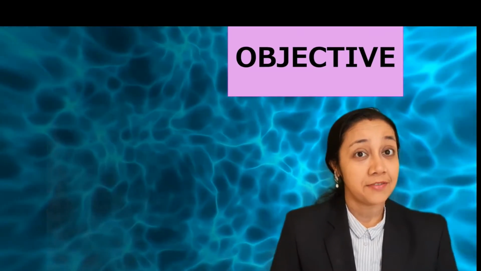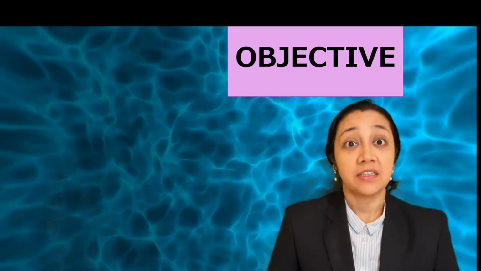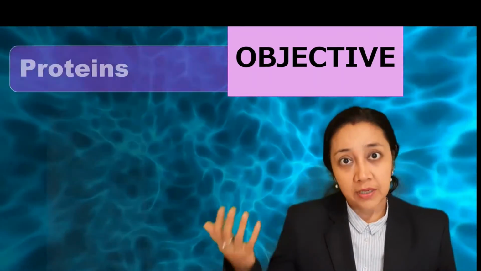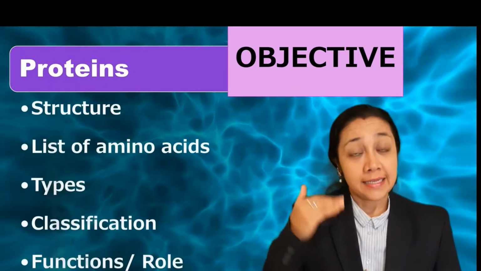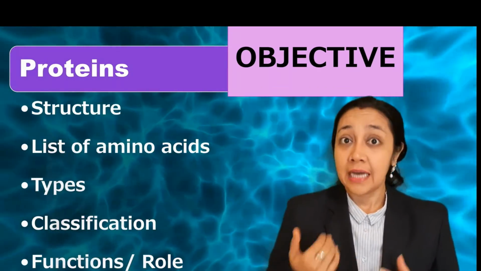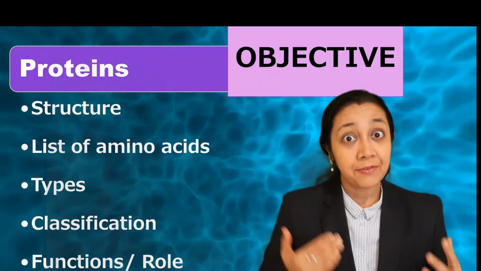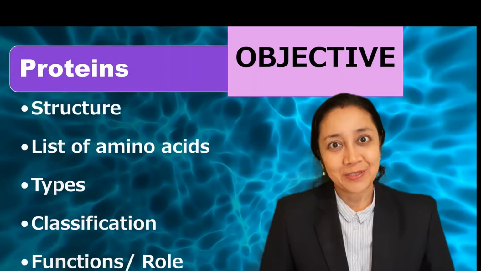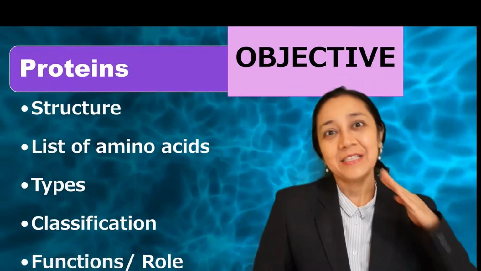So today's objective is we'll start proteins, which is the third biomolecule we'll learn, and in proteins we'll see how it looks, the basic structure, the list of various amino acids, the types of amino acids, the classification of proteins, and finally the functions of proteins. So let's zoom in.